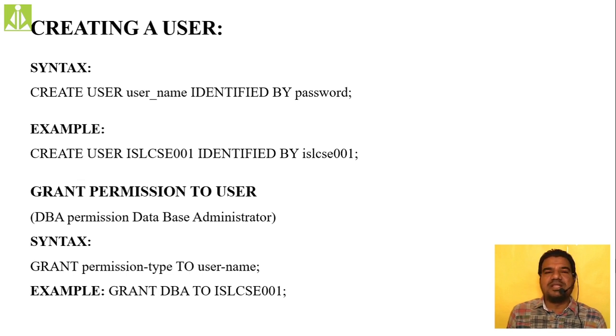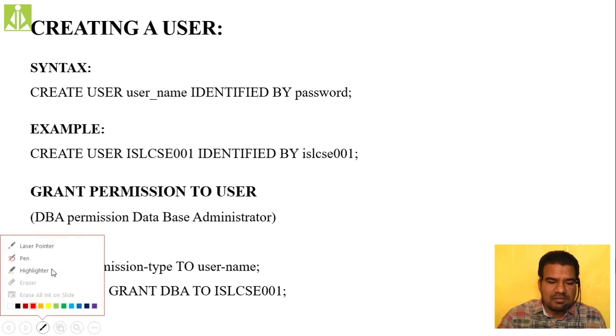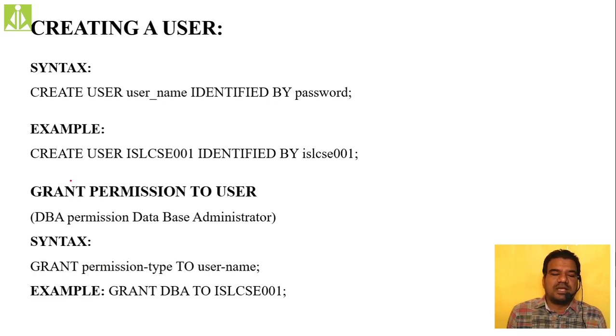So if I am creating the user for roll number 1, I have shown you that over here with an example. So create user. I will just take the marker. Here we said create user, then the username is from here to here. ISL is my college name, then CSC is my department name, and 001 is my roll number.